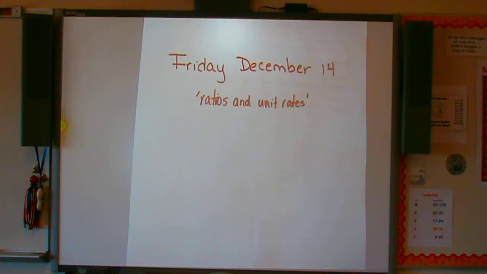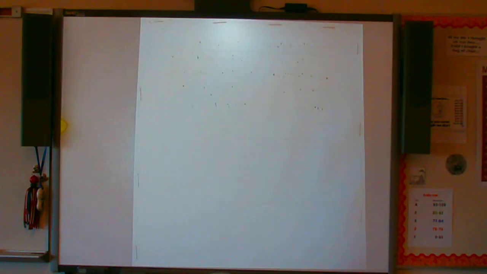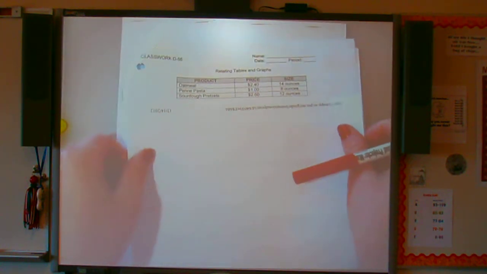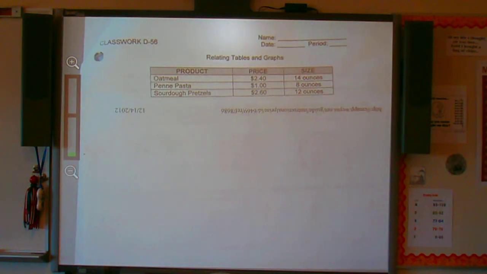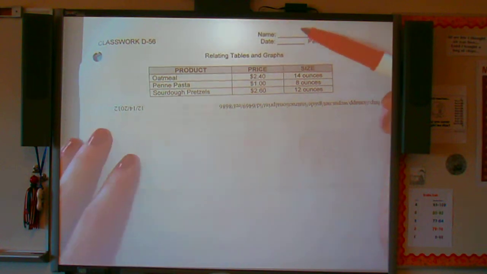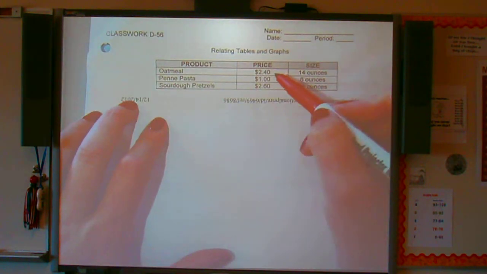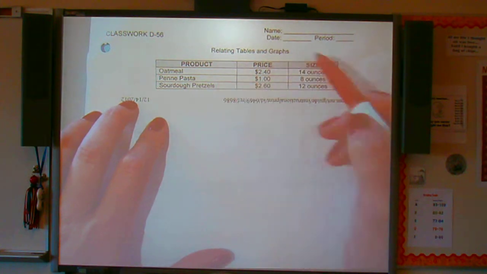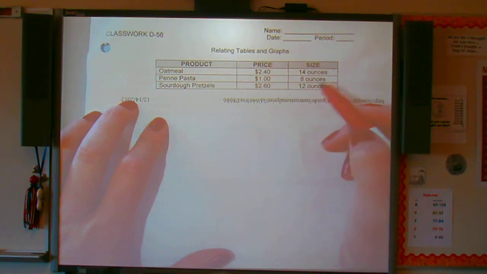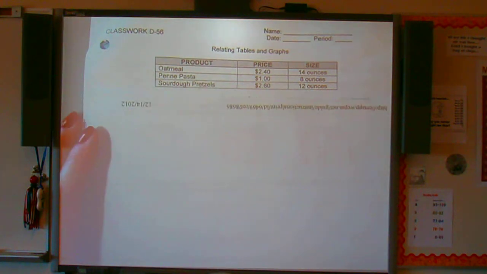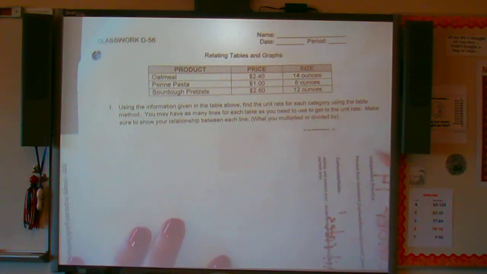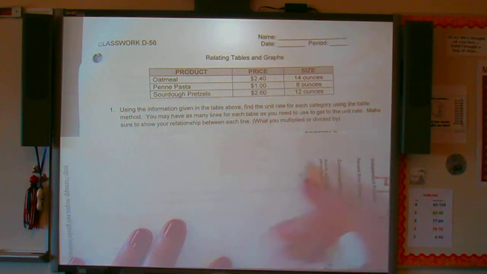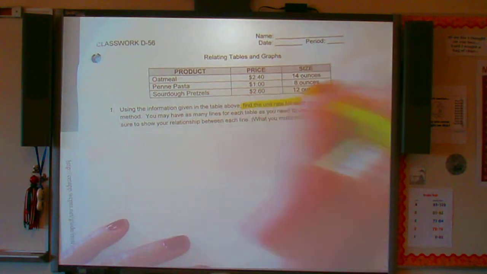So then we looked at prices of food instead of time and distance. We had 3 products: oatmeal, penne pasta, and sourdough pretzels. For the oatmeal, we can buy 14 ounces for $2.40. For the pasta, we can buy 8 ounces for $1, and for the pretzels, we can buy 12 ounces for $2.60. Using the information in this table, we're going to find the unit rate for each category.